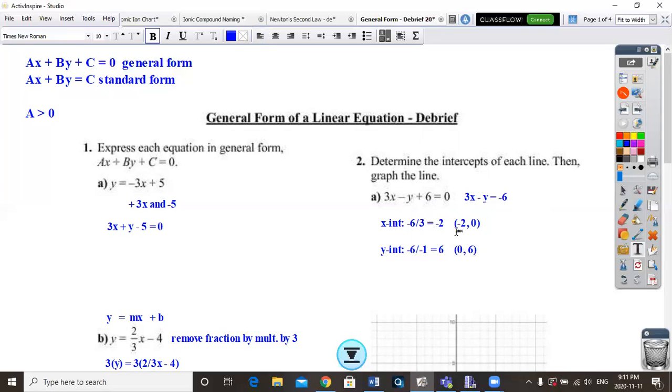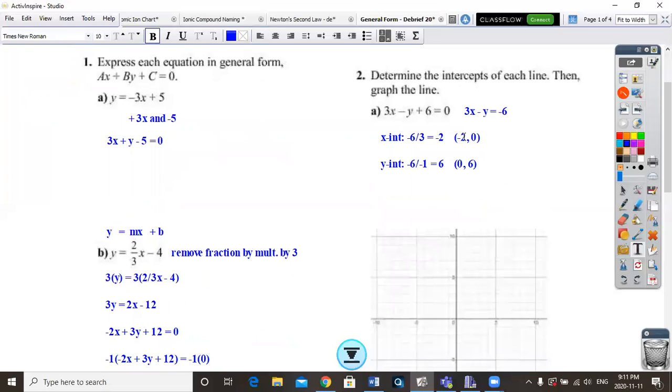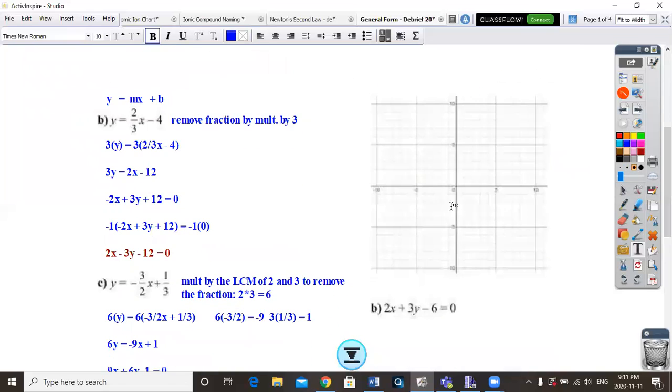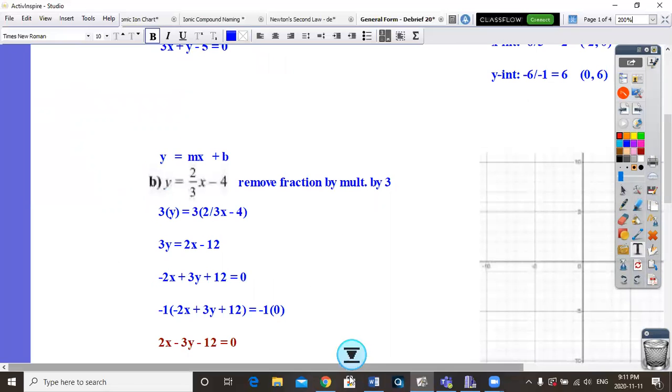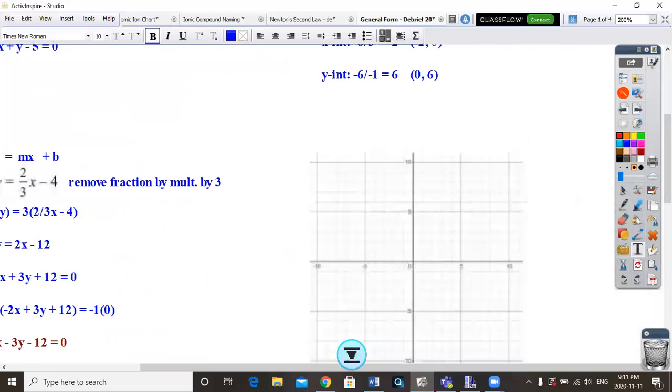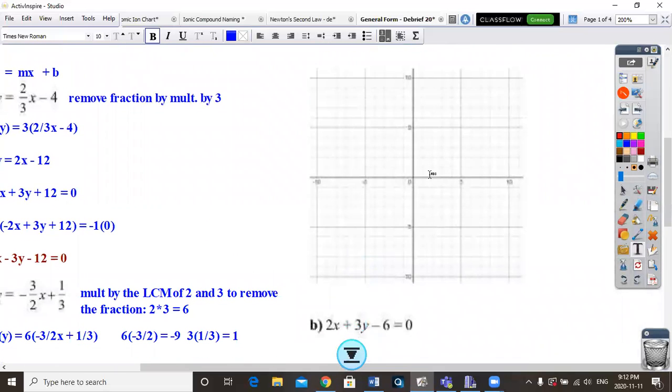So now to graph this, it's very straightforward. We're just going to plot the two intercepts and then connect with a straight line and add arrowheads at the end. Okay, so we shall do so. Hopefully on your paper it's a bit clearer. I'm going to zoom in a bit here. Maybe go to 200%. Bit better. Okay. So every tick mark is a 1.